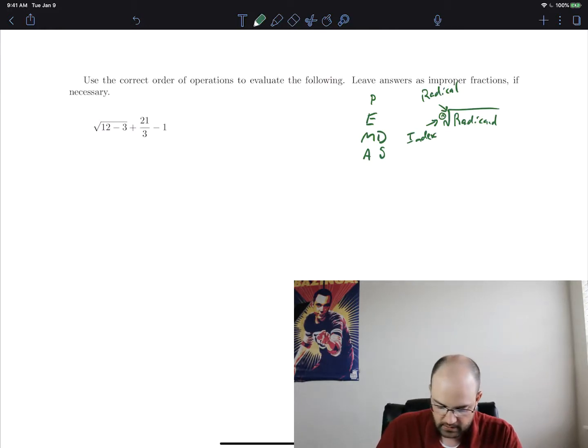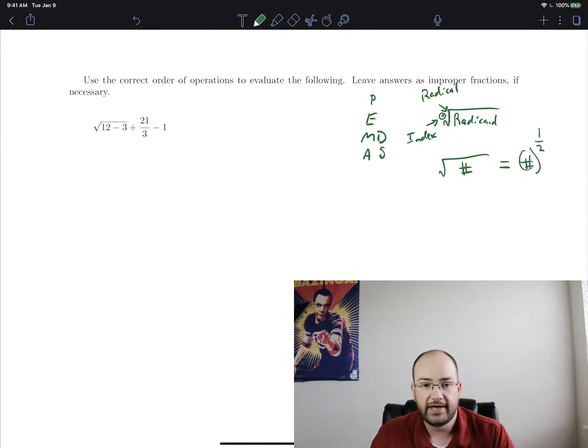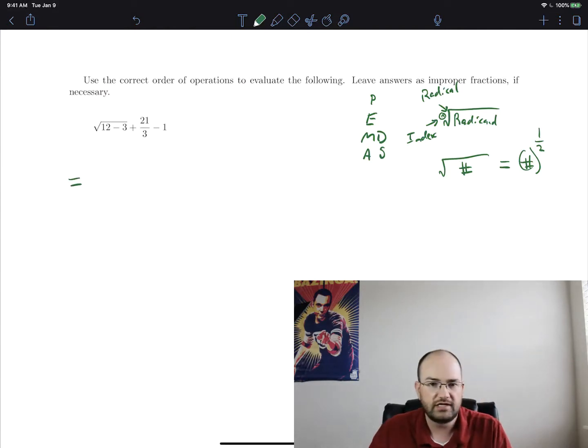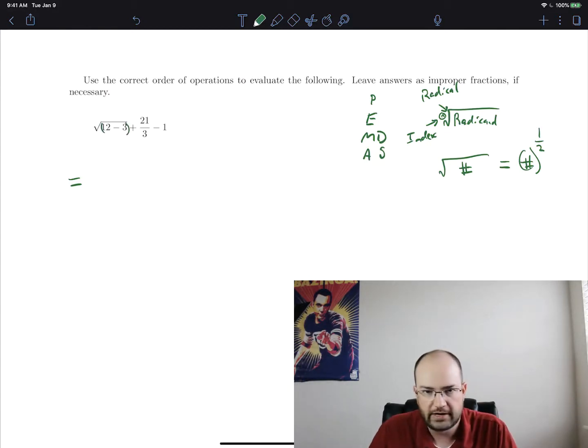Now, the square root of a radicand, or whatever it is underneath there, is just going to be that number in parentheses all to the 1/2 power. So technically, there is a parentheses for this expression. And so anytime you have a radical, think of there as being a parentheses underneath the radical. So everything underneath the radical needs to be evaluated first.